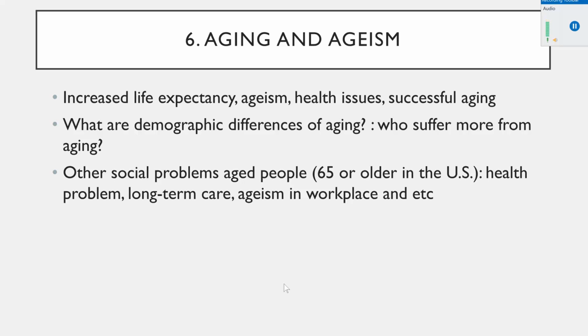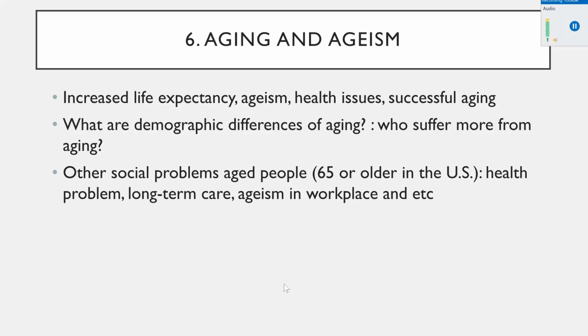So life expectancy is very high in the US, but there are differences. I mean the disparities in life expectancy, because people of color and lower social class may have lower life expectancy. And ageism is a very big discrimination in the workplace and other places, because aged persons are seen in negative ways. And for health issues, aged persons are more likely to have more serious illnesses and a large number of illnesses. And what is success of aging, you can see that in there.